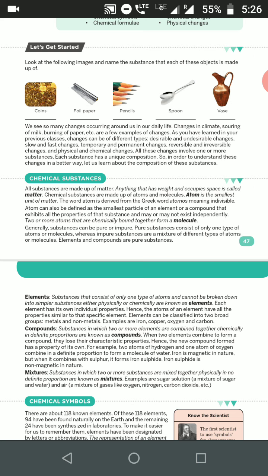We'll go with the definition of element. Element is made up of only one type of atom and cannot be broken down into simpler substances. You cannot break these atoms into simpler substances either physically or chemically. They are called elements. Whereas compounds are substances in which two or more elements combine together in a definite proportion. If you combine two or more elements, they form a compound, but these elements should be combined in a fixed proportion.